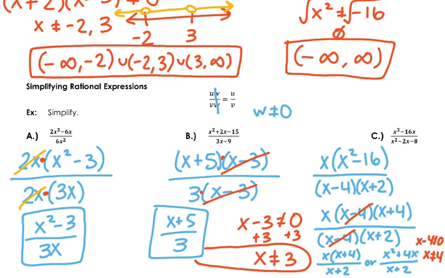It is assumed that x cannot be negative 2. That is implied, so you do not have to explicitly state it. This one you would want to explicitly state, so you do have to actually write that out. This would be your final answer with this domain restriction.